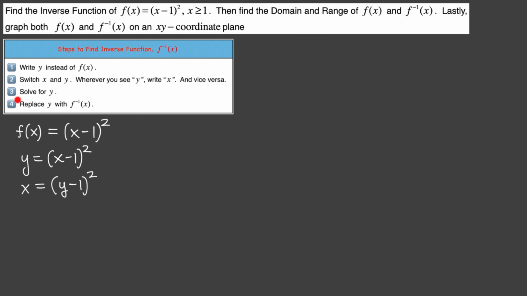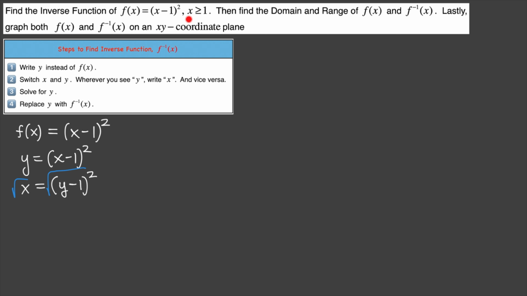Alright, next, solve for y, step 3. So here's y, we need to get rid of this square. How do we get rid of a square? Well, we're going to square root both sides. Now this is a little tricky, because whenever you square root both sides, you have to put a plus or minus in front of the other side. Now, in this case, we can't do plus or minus because it wouldn't be a function at that point. So what do we have to do?